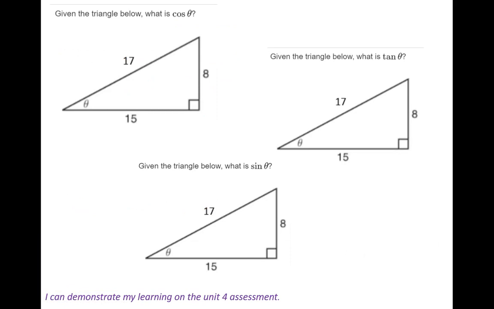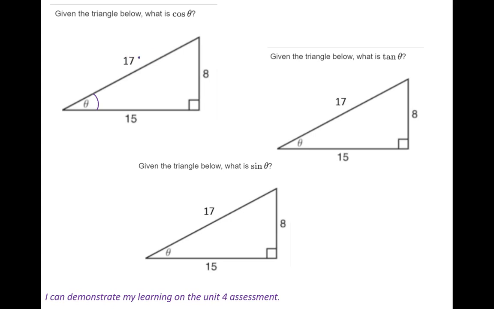So this one is questions 3, 4, and 5. I put them all together because they all happen to use the same right triangle. That may or may not happen on the actual test. Since they all use the same right triangle, I'm just going to label one of them. So I'm going to start with theta. There's my angle. And then I'm going to label my sides.